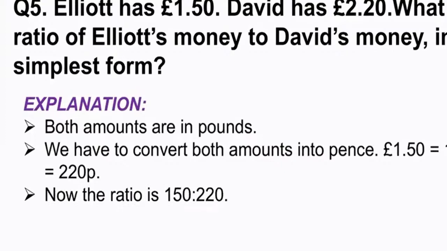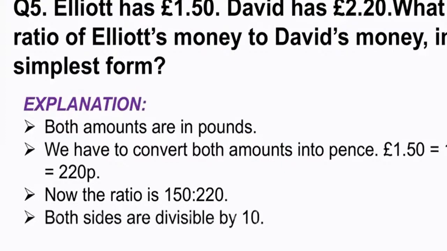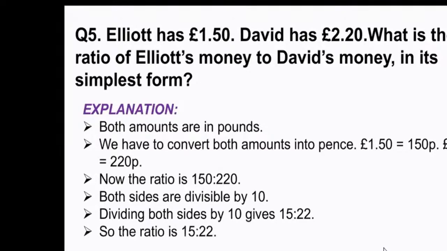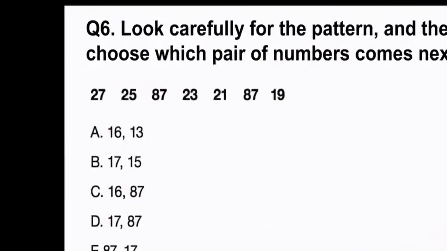So now the ratio is 150 to 220, but both of these sides are divisible by 10. So we can round the answer down to 15 to 22. Okay, so the ratio is 15 to 22. Really simple. And the trick there is to make sure that you convert the pounds to pence because it makes it much easier. Let's have a look at question 6.